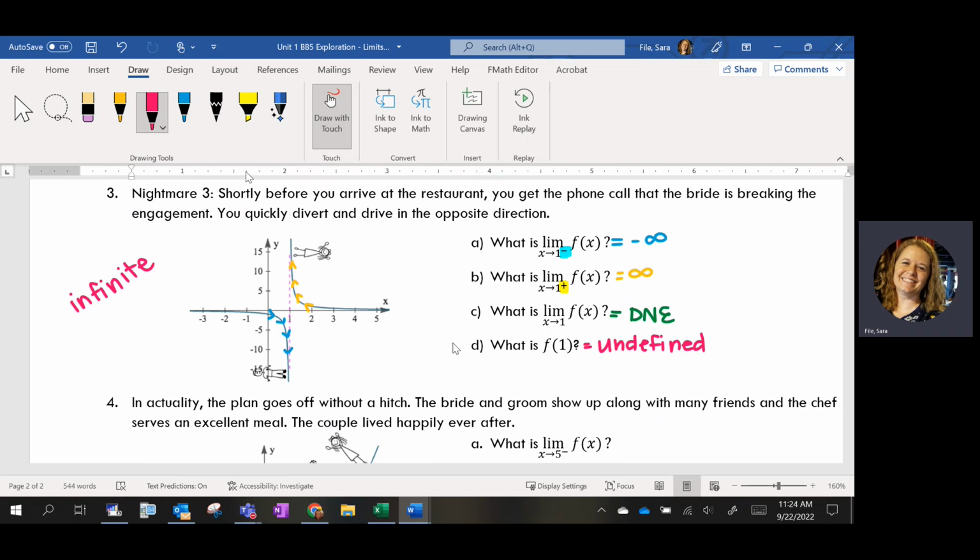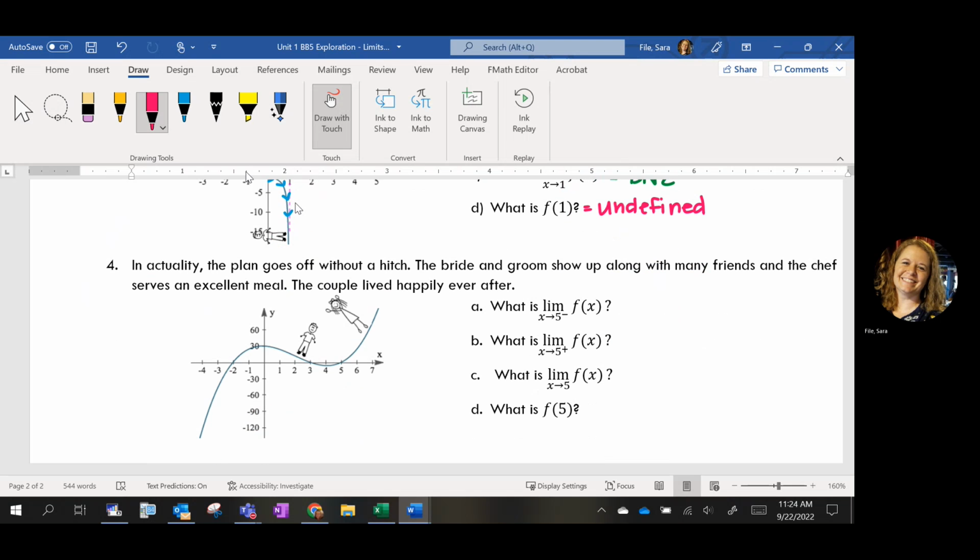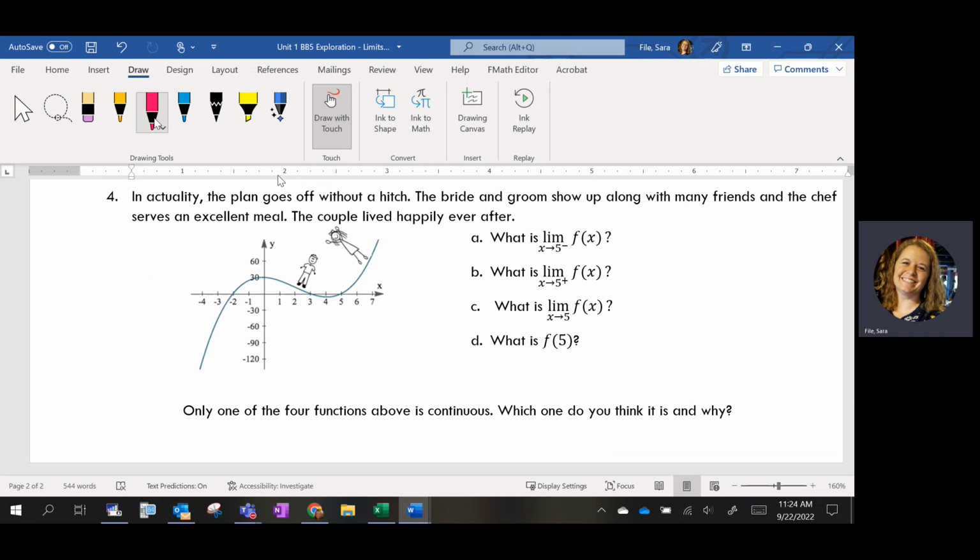Any Mean Girls fans in here? Y'all remember that scene? She's in calculus. She's like, oh, the limit does not exist. Okay, so that's what we're doing. It's going toward infinity. It technically does not exist. All right. Last but not least, in actuality, this little engagement party goes off without a hitch, and they live happily ever after.